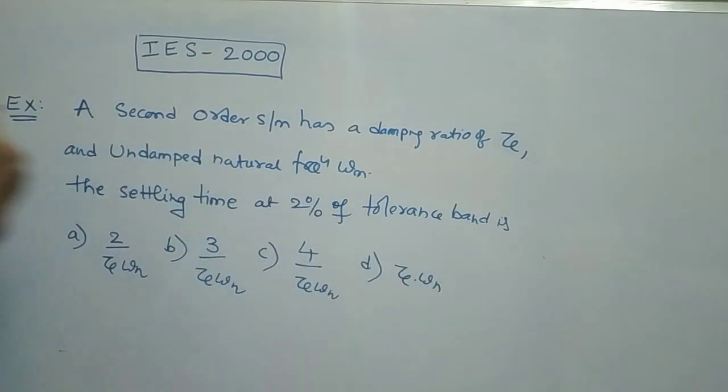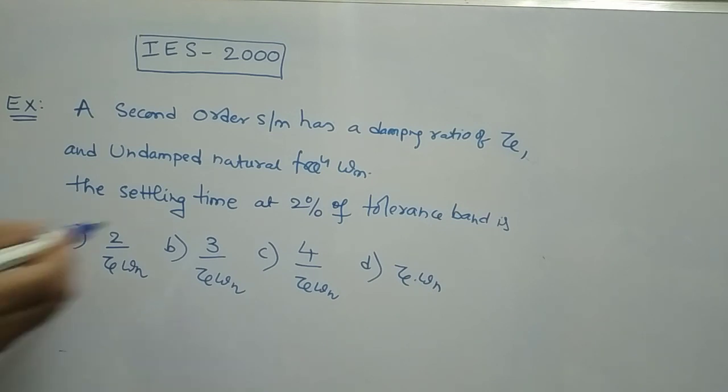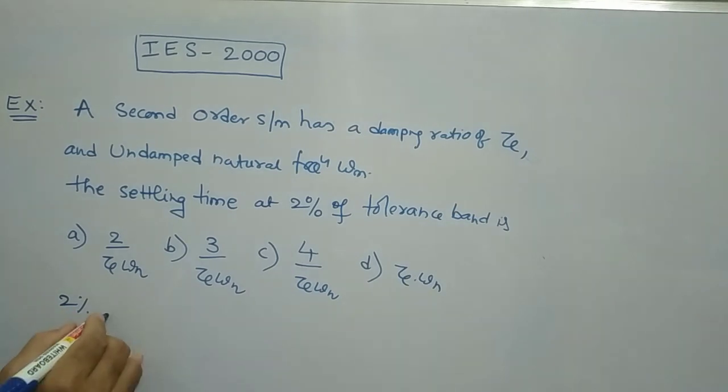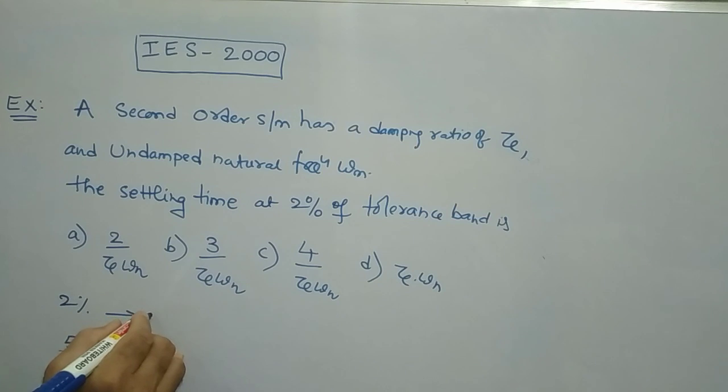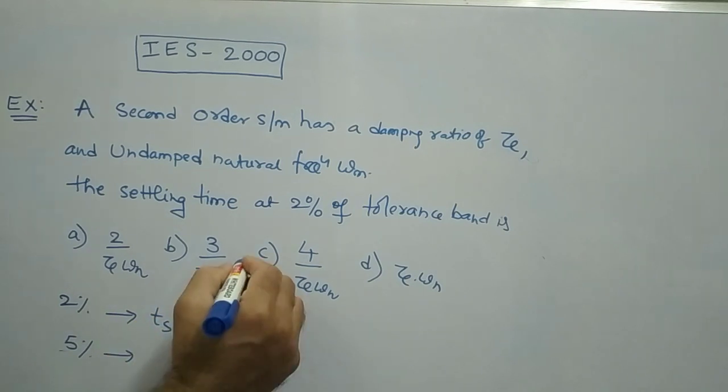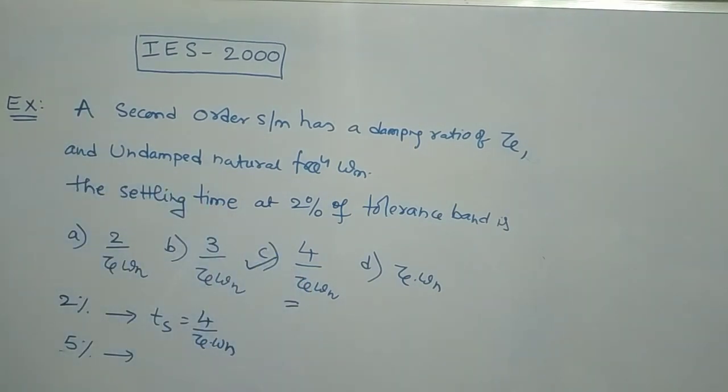This is a theoretical question on settling time. In our previous presentation, while studying the settling time parameter, we saw two types of tolerance bands: a 2% tolerance band and a 5% tolerance band. For the 2% tolerance band, the settling time is 4 by zeta into omega n. Therefore your answer is straightforwardly C. Clear?